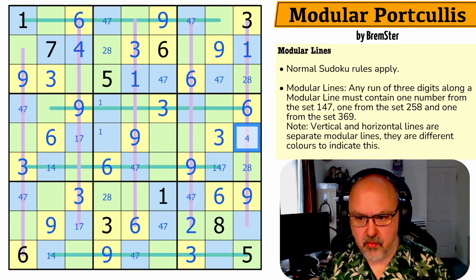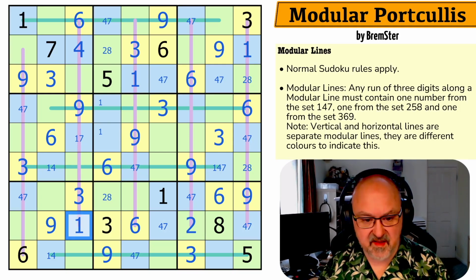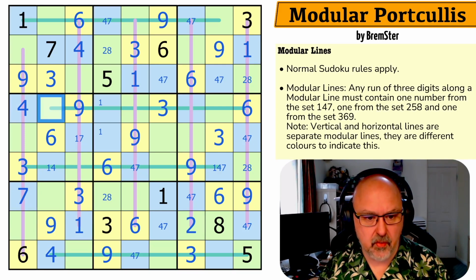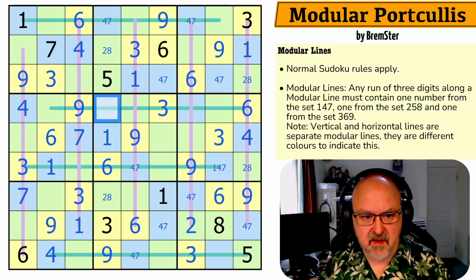This is a 4 or a 7. This is a 4 or a 7. Give me a 4-7 pair in the row, making that the 1, that the 4, that the 7. Looking at making that the 4 means that's the 1, that's the 7, which means that's the 4, that's the 1. This is a 7 because it sees a 1 and a 4.